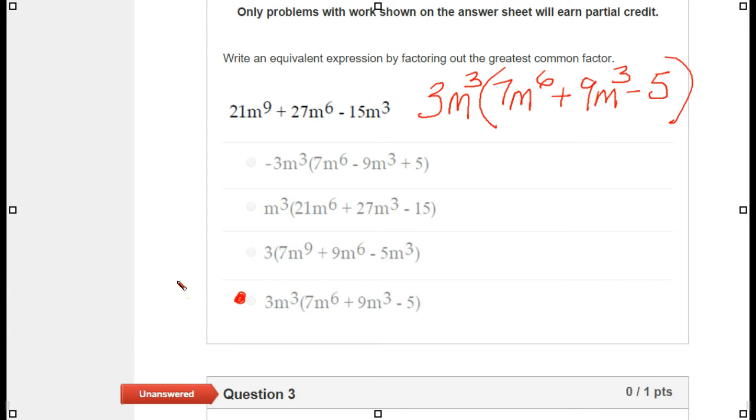Now for number 2, as we look at it, we see they want us to factor. We're looking through each of these terms to see what's my greatest common factor. And it's 3 in terms of the number. And the letter, the greatest one you can take out of each one is m to the third. And checking the signs, this is what we get, and this is the answer.